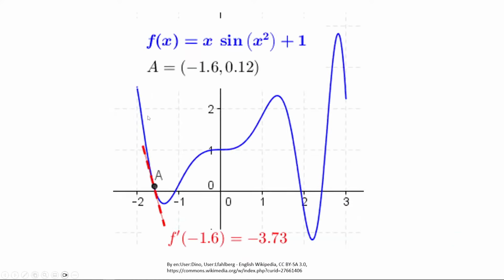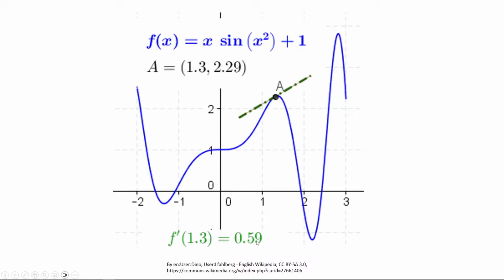You see here, this blue thing is my function. And here is the tangent of the function to visualize the rate of change. This is my original function, and f prime is the derivative of the function. Basically here I am calculating the derivative, the rate of change of this function.